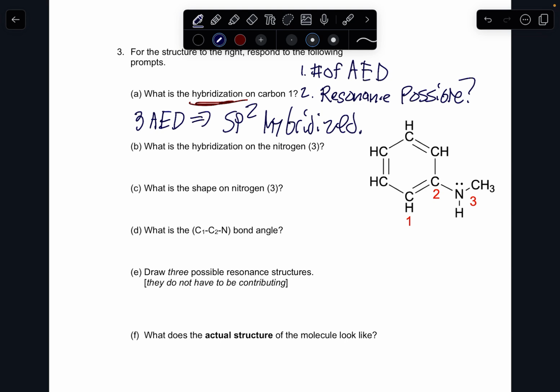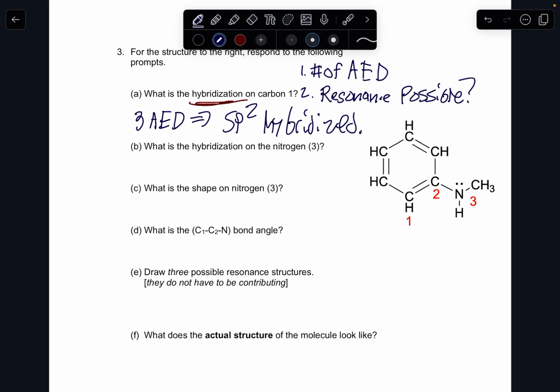All right, the hybridization on nitrogen, we're going to ask the same question. So how many areas of electron density do we have? We see we have 1, 2, 3 for this bond here, and then we have 4. We have this lone pair. So we have 4 areas of electron density.